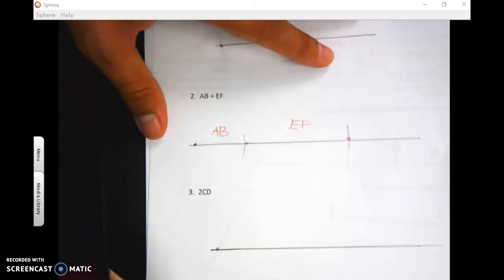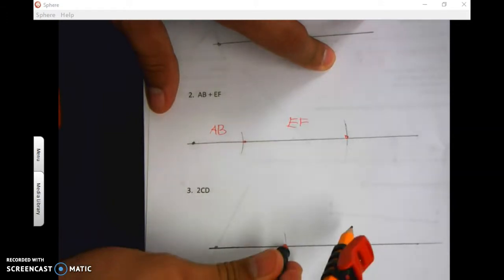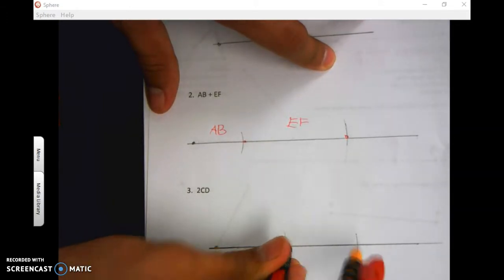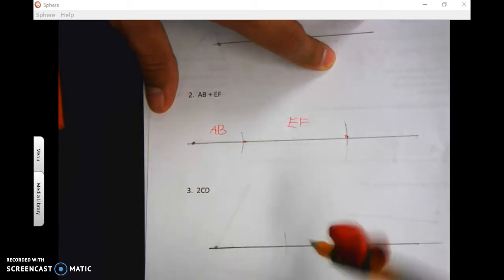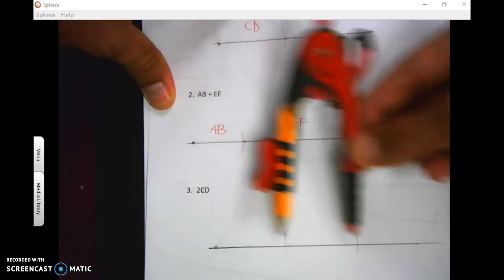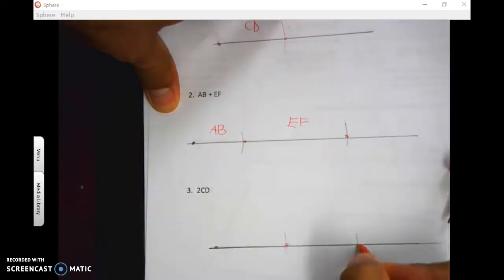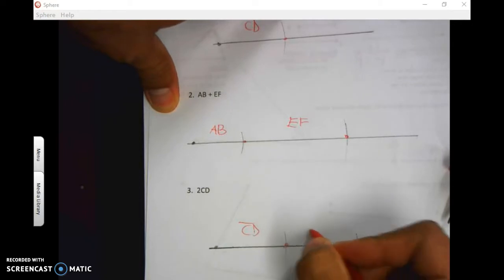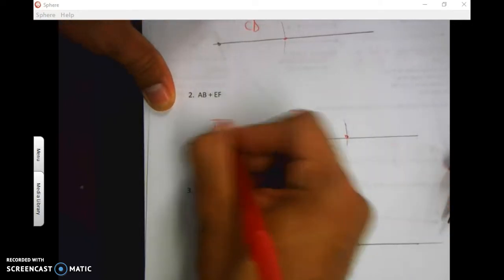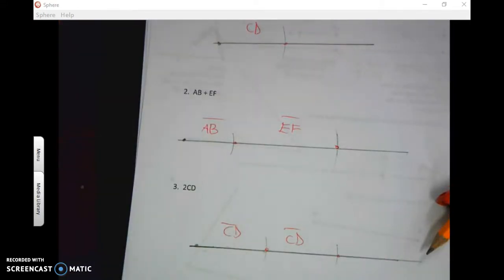don't blink because this is going to be fast. So I got my CD marked, and then my next CD at the end marked. Ta-da! So again, it was CD twice, same lengths. So each of those makes it CD and CD, right? All right, so that's how you do 2CD.